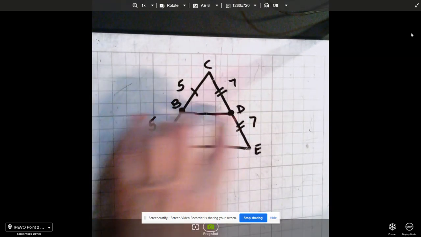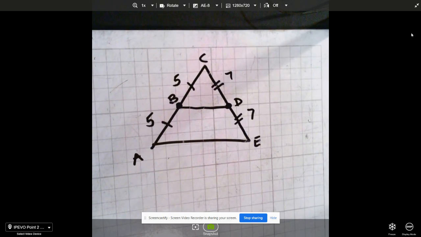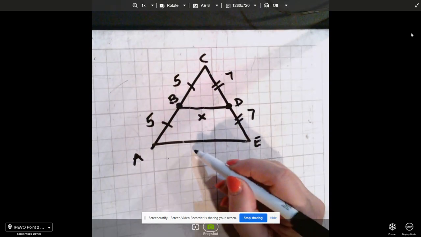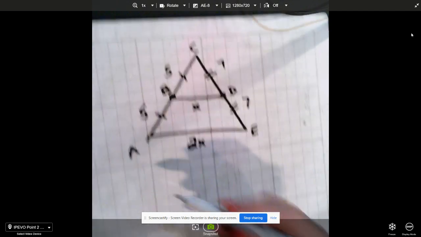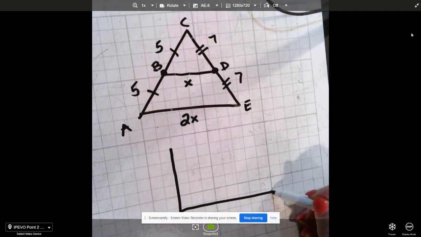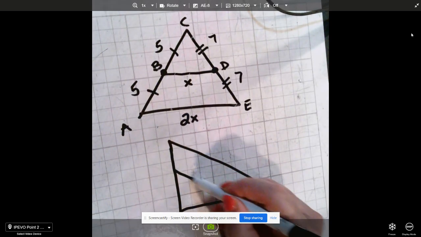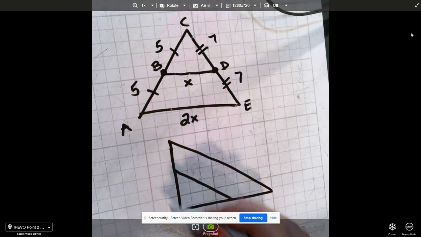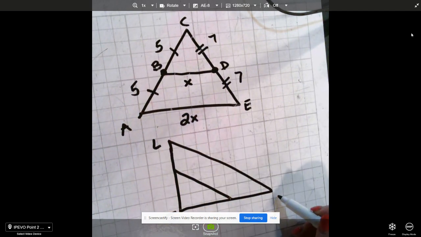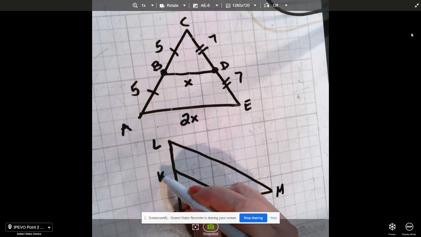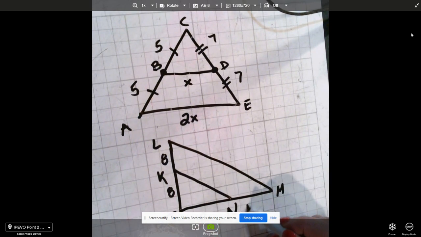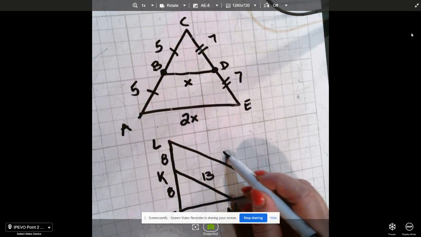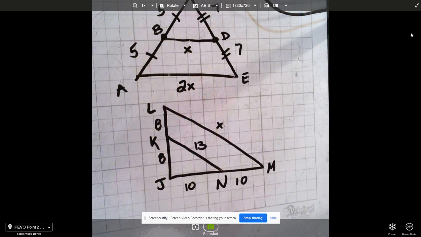If that is true, if B and D are in the middle of that triangle, then if this is X, this longer side would be 2 times X. So you can use that to figure out some side lengths. So for instance, if I have a triangle like this, and again, it doesn't matter how you draw it out, and you have something like this, and this is J, L, M, N, K, and it tells you that this is 8, and this is 8, and this is 10, and this is 10, and this is 13, and this is X. It's asking you, what is the value of X?